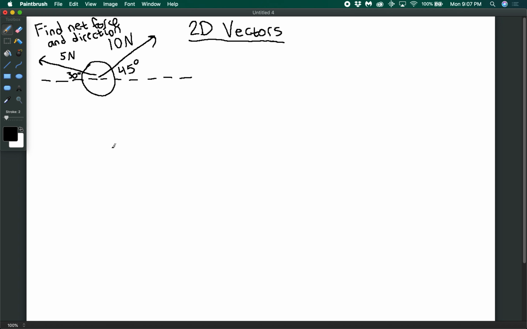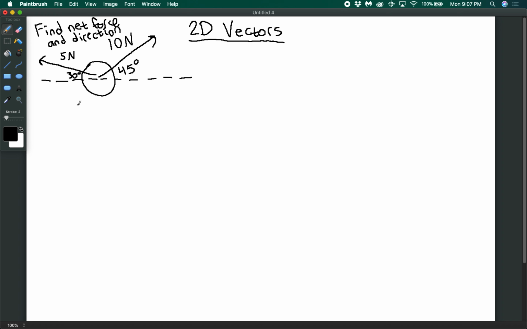Well, first, we're going to want to split all of these vectors into components, because random vectors pointing in random directions, we can't do anything with them. We can't add them in any kind of useful way. But we showed earlier that if I split it into an x and a y component, then I can add all the x components together and I can add all the y components together. And that seems like a good place to start.